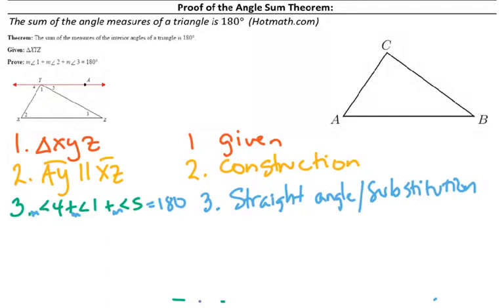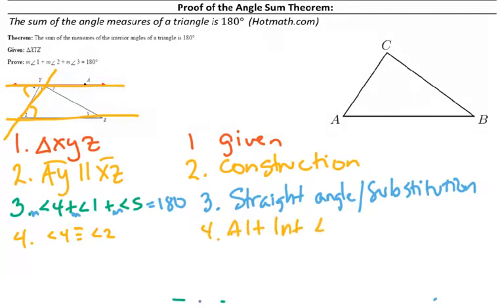So remember that we said if this is parallel right there and this is a transversal, what do I know about 4 and 2? So for step number 4, I'm going to say angle 4 is congruent to angle 2 because alternate interior angles. And what else? Because of that same reason. If I take out this transversal and instead I look at this one, I know that angle 5 is congruent to angle 3, same reason. So I'm going to put that in number 4 as well.